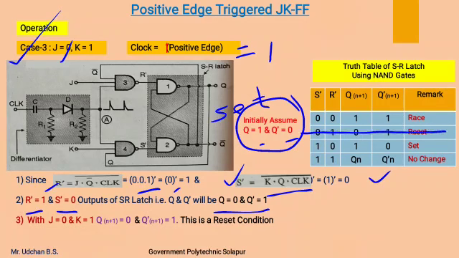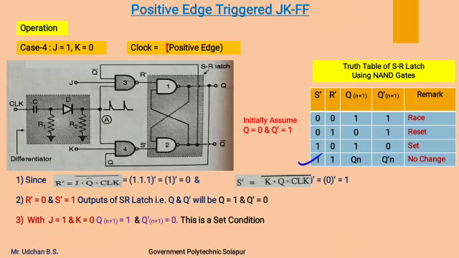Here these are the combinations where R dash is 1 and S dash is 0. So with J 0 and K 1, the output of the flip-flop goes into the reset condition, meaning we get Q as 0 and Q complement as 1.